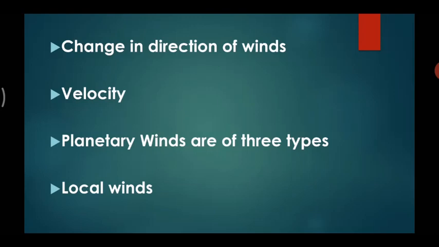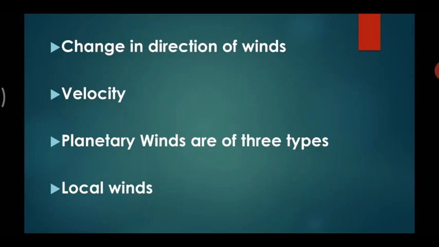Next we learnt is velocity, the speed at which something moves in a particular direction is the velocity. Next we learnt was planetary winds are of three types. They are easterlies, westerlies and polar winds. Then we learnt about local winds, the winds that blow for a short duration of time, originate in a specific region and blow over a limited area are called local winds.